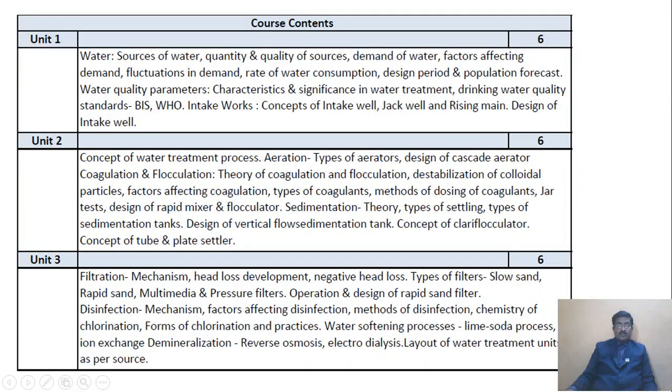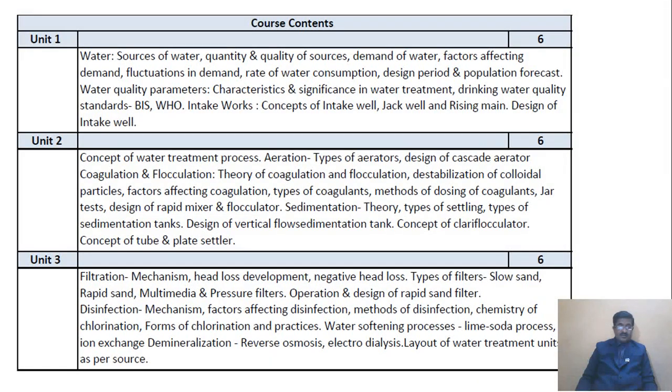Unit 2 requires 6 lectures: concept of water treatment processes, aeration, types of aerators, design of cascade aerators, coagulation and flocculation, theory of coagulation and flocculation, destabilization of colloidal particles, factors affecting coagulation, types of coagulants, methods of dosing of coagulants, jar test, design of rapid mixers and flocculator, sedimentation, theory and types of settling, types of sedimentation tank, design of vertical flow sedimentation tank, concept of clariflocculator, concept of tube and plate settler.